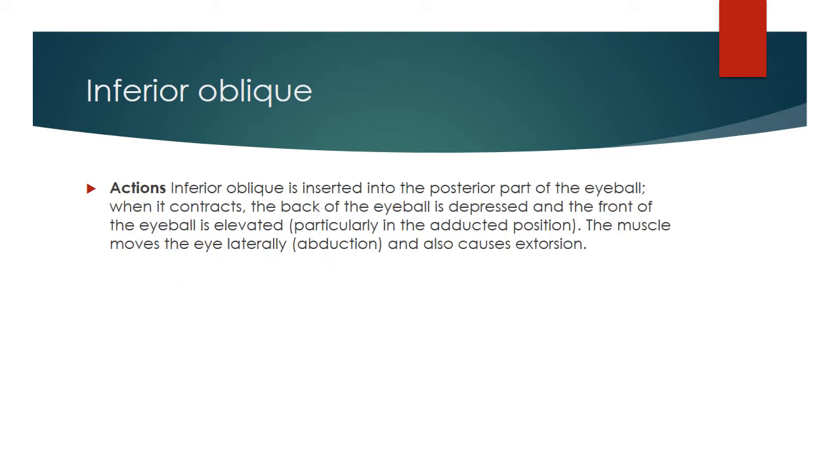Now as inferior oblique muscle is inserted into the posterior part of the eyeball in the same quadrant, when the inferior oblique muscle contracts, the back of the eyeball is depressed. So when the back of the eyeball is depressed, the front of the eyeball is elevated. So it causes elevation of the eyeball, but inferior oblique muscle also causes abduction and extorsion of the eyeball. We will discuss with the movements of eyeball.